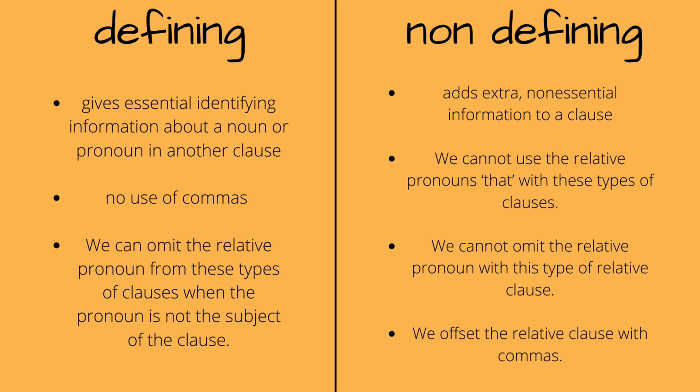Okay, and very important, this last point, we offset the relative clause with commas. So if that relative clause comes in the middle of a sentence, then we set it off with 2 commas, one at the beginning and one at the end of the clause. And if it comes at the end, then you just have to put it in at the beginning of that relative clause.